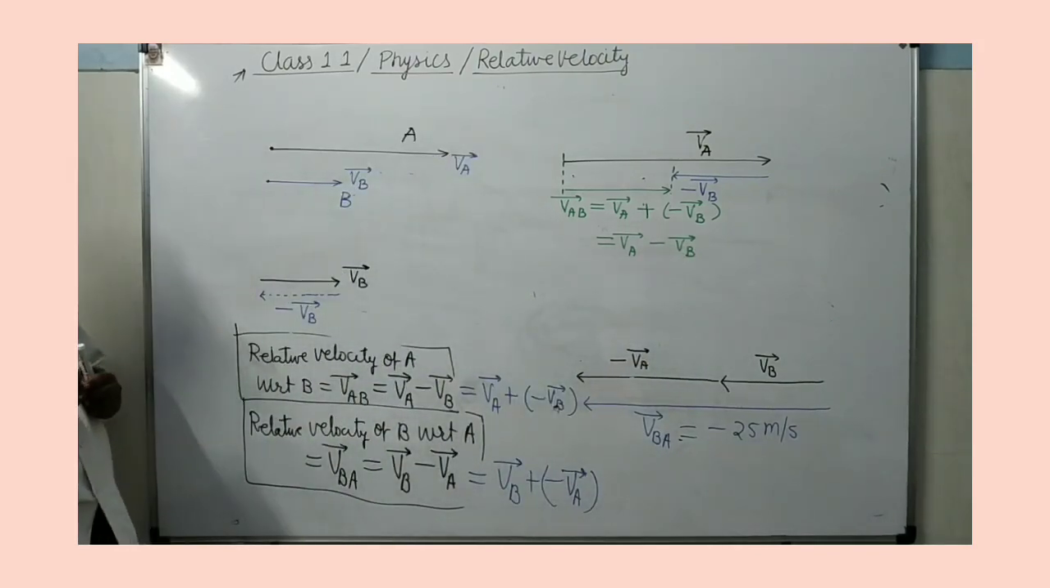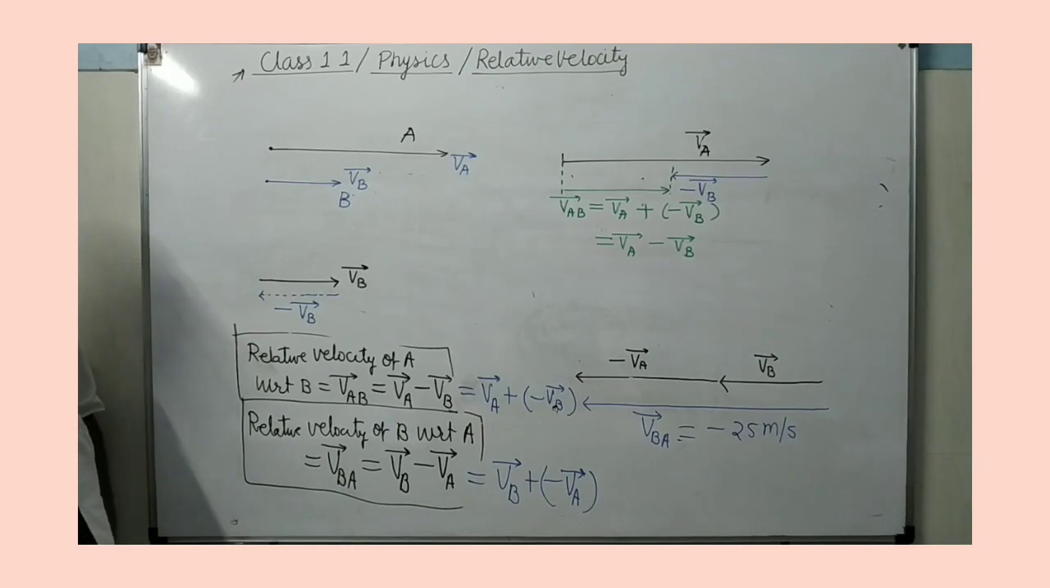What will be the direction of vector VAB? It is same as vector VA. It is same as vector VA. It's clear? Now see here, you see once again.